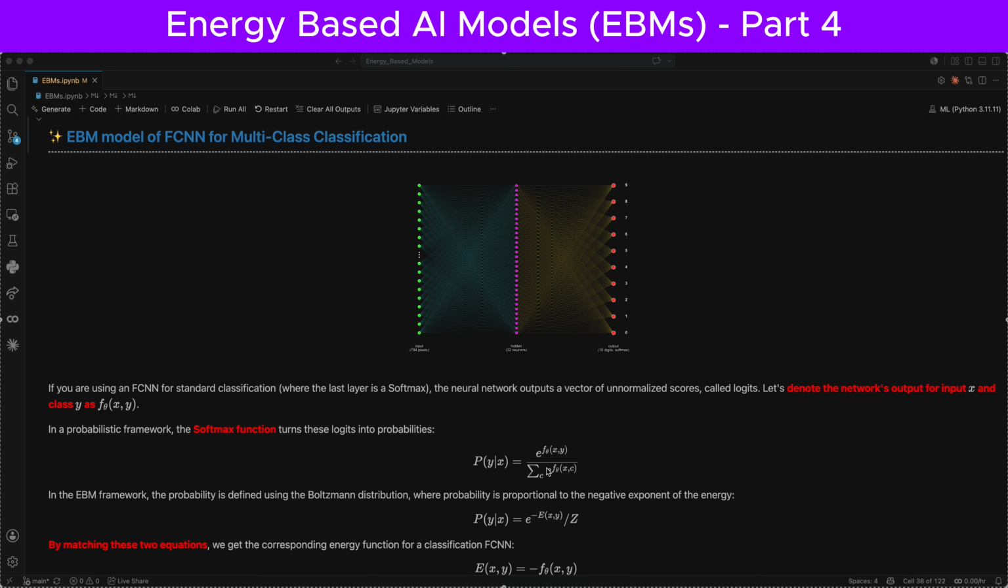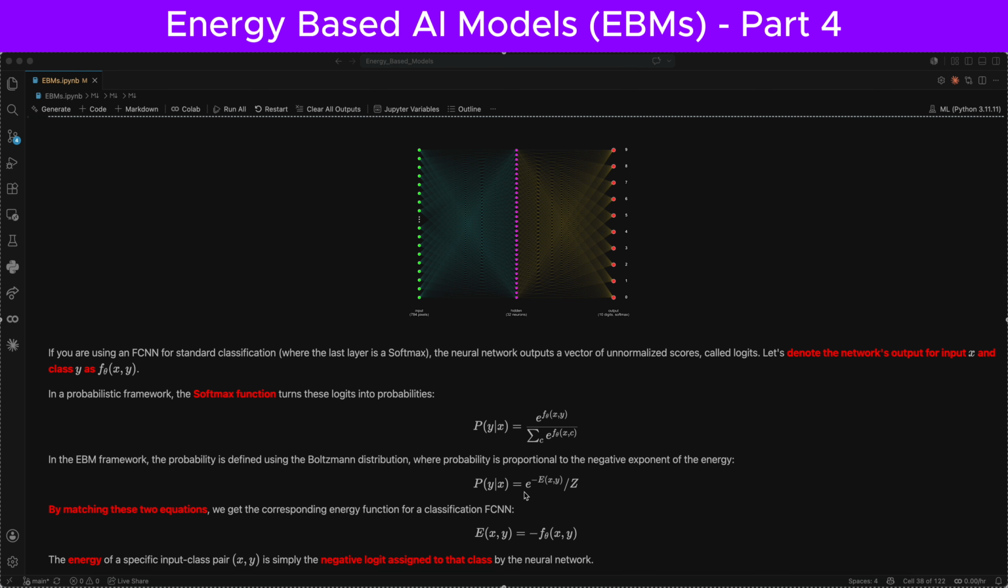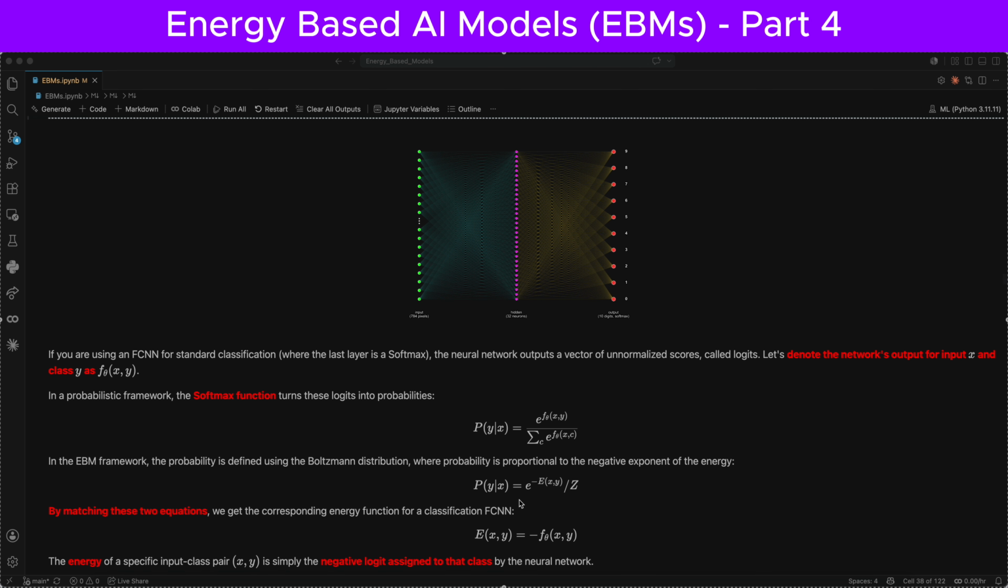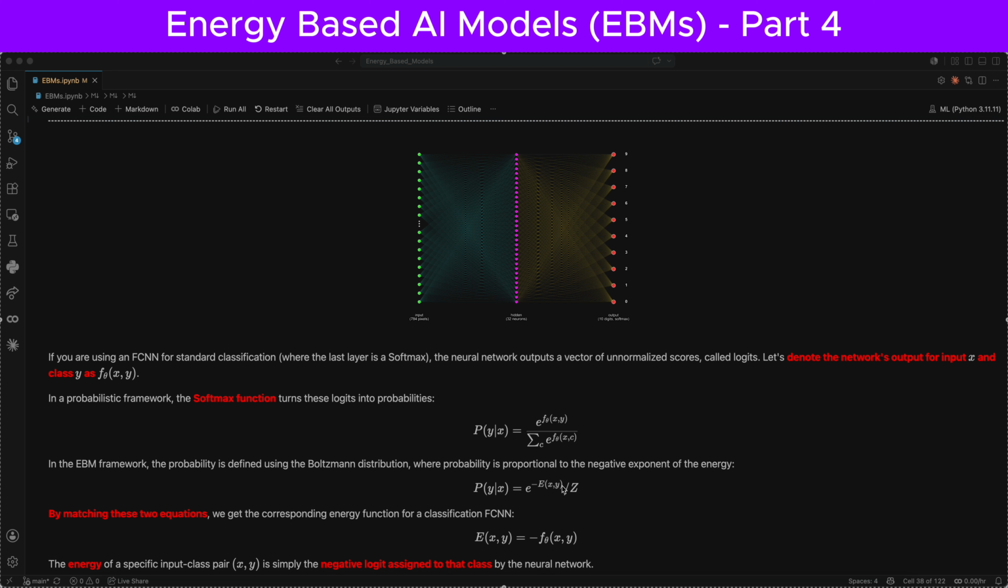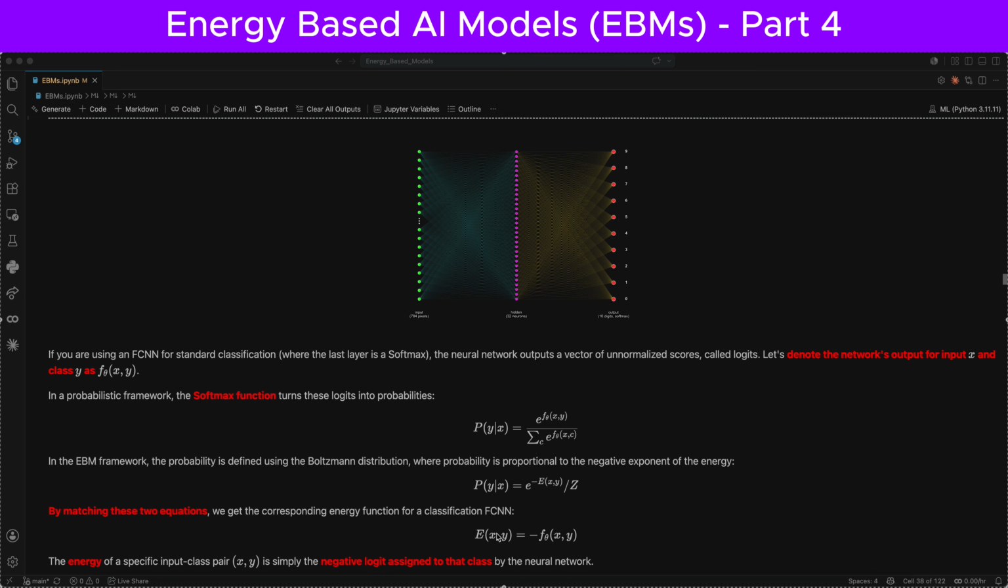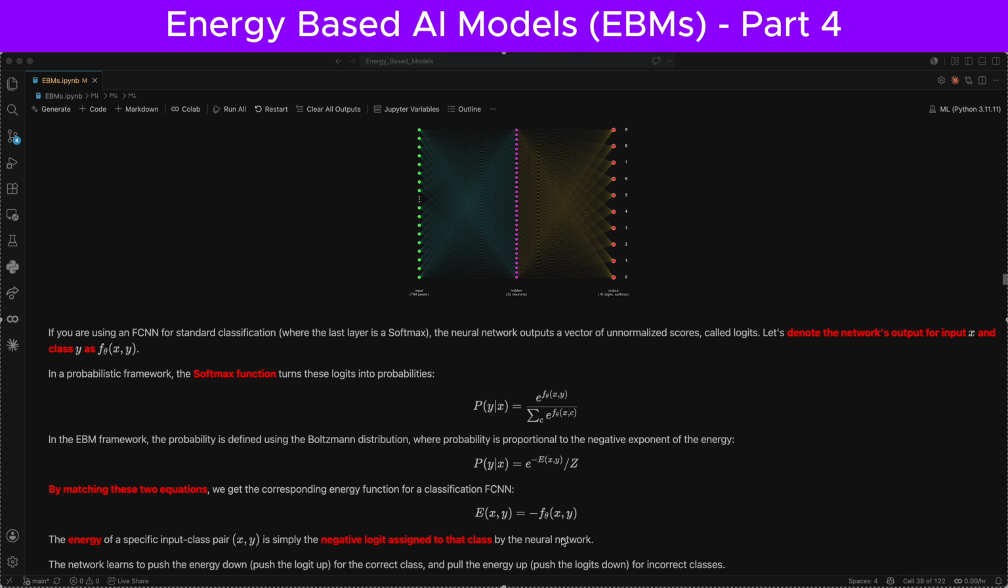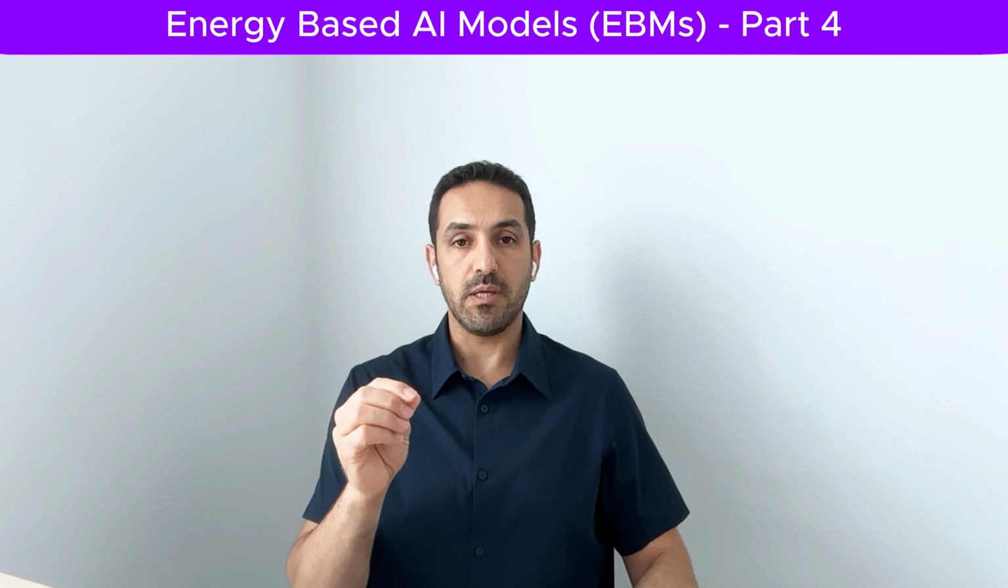In the EBM framework, the probability is defined using the Boltzmann distribution, where probability is proportional to the negative exponent of the energy. By matching these two equations, we get the corresponding energy function for a classification task. So the energy of a specific pair of input and class, or in other words, the pair of x and y, is simply the negative logit assigned to that class by the neural network. With this, I conclude part 4 of the EBM series.